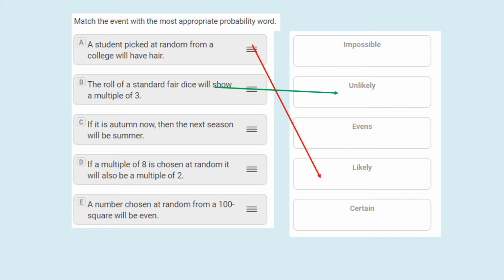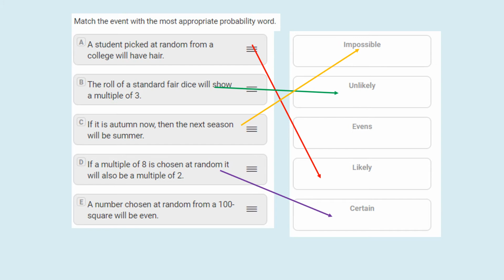For C, if it is autumn now, then the next season will be summer. Well, we know that summer does not follow autumn, so the chance of that is impossible. D, if a multiple of 8 is chosen at random, it will also be a multiple of 2. Well, all even numbers are multiples of 2. 8 is an even number, so it will. That is a certain probability.